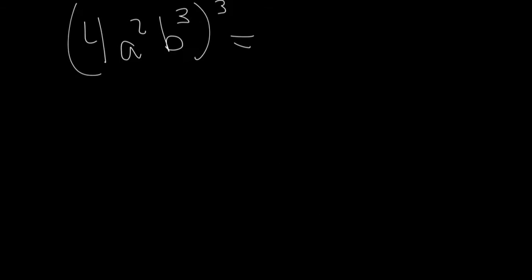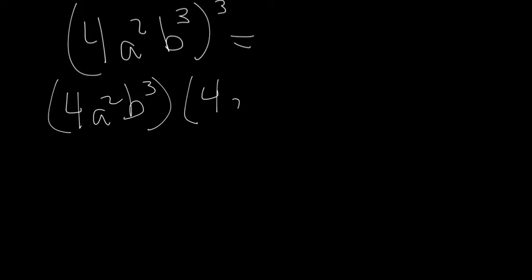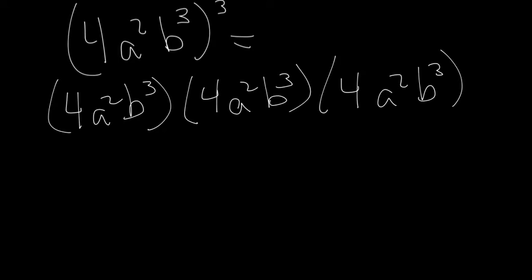Okay, let's expand this one out just so we can see the expansion again here. This is going to be 4a squared b cubed times 4a squared b cubed times 4a squared b cubed. Now at this point, all of this is being multiplied. Since it's all being multiplied, we can rearrange the order using the commutative property. So we can change this to 4 times 4 times 4, bringing these 3 numbers together.